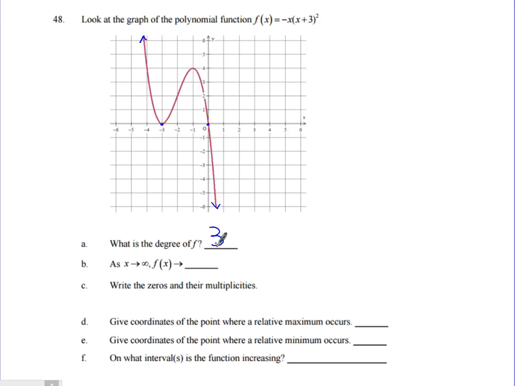Here it says, as x goes right, as x increases, our y values are definitely decreasing. They're going to negative infinity. It says write the zeros and their multiplicities. One of the zeros is x equals 0, and the multiplicity is 1. Usually you don't have to write multiplicity 1, only if it's multiplicity 2. And x equals negative 3, and that's multiplicity 2.